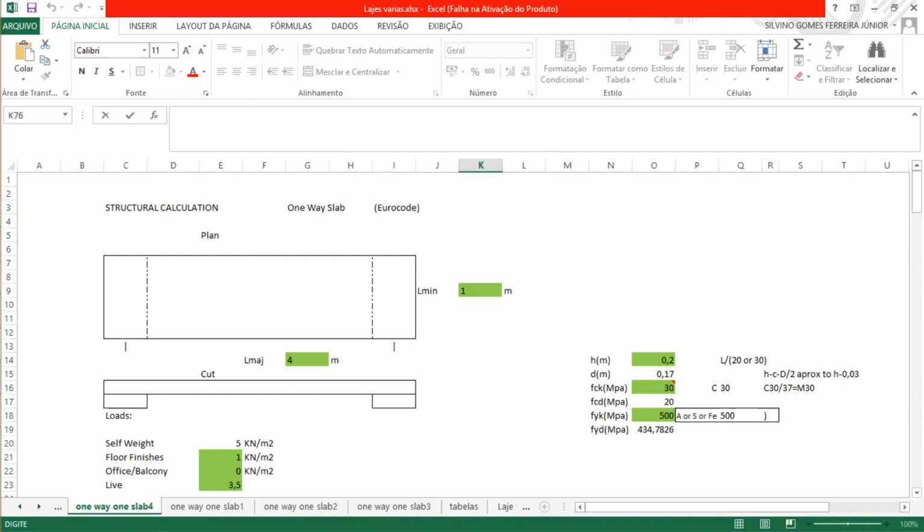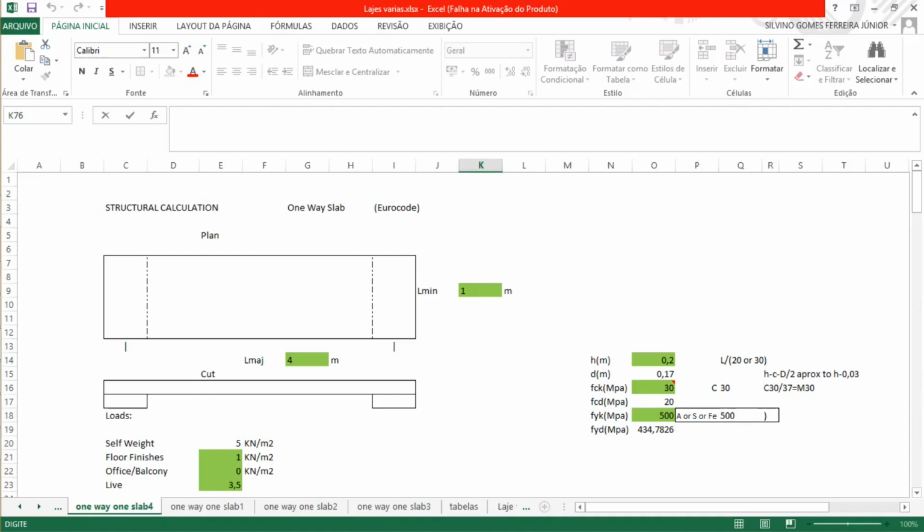We can see her in the cut. So for this we have to consider that since it's supported here, we'll have to consider the longer span for this calculation and not the minor span. And we can see what the total depth we should use for this slab.